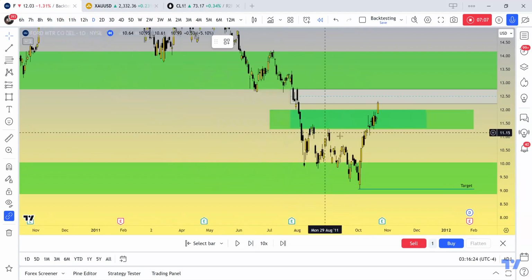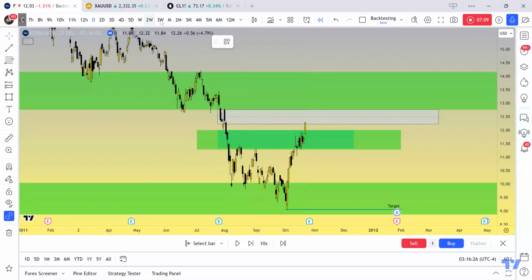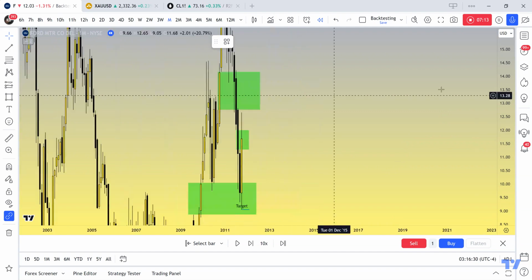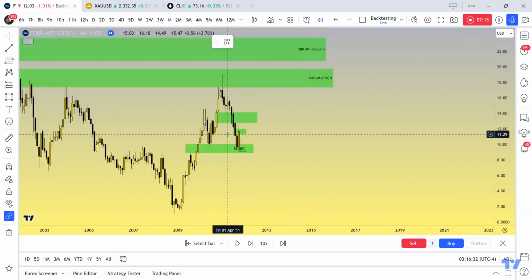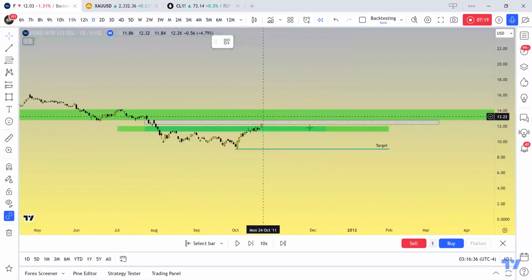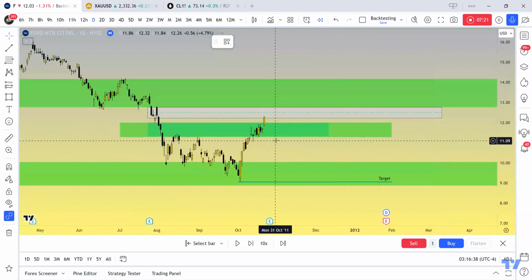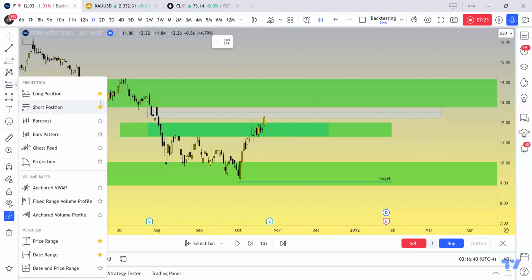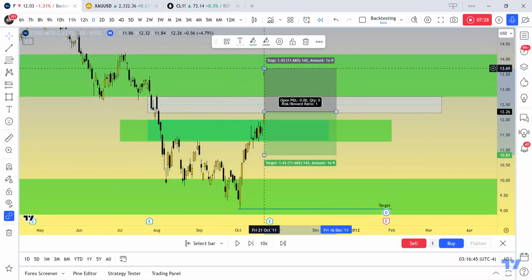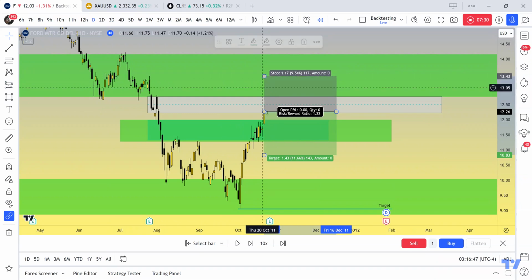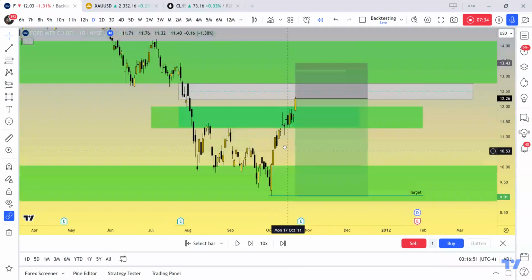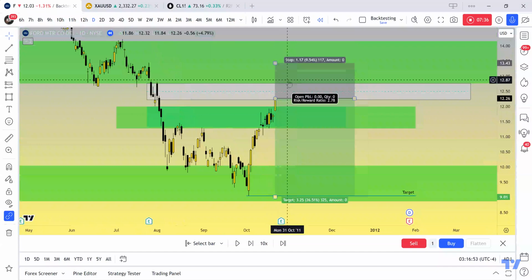Okay, we're in there. Let's go back to the monthly. Inside this range. Okay, let's go back to the daily. I'm going to put a sell here, stop at this high, targeting this low. Okay, it's a wide stop loss, 10%.